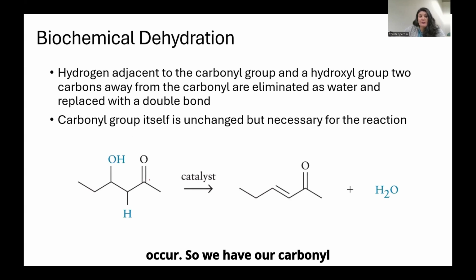So we have our carbonyl carbon, and a hydroxyl group 2 carbons away from the carbonyl carbon. The double bond is going to go between the carbon bonded to the carbonyl carbon and the carbon bonded to the alcohol. So it's going to go right there. And you produce water as well.